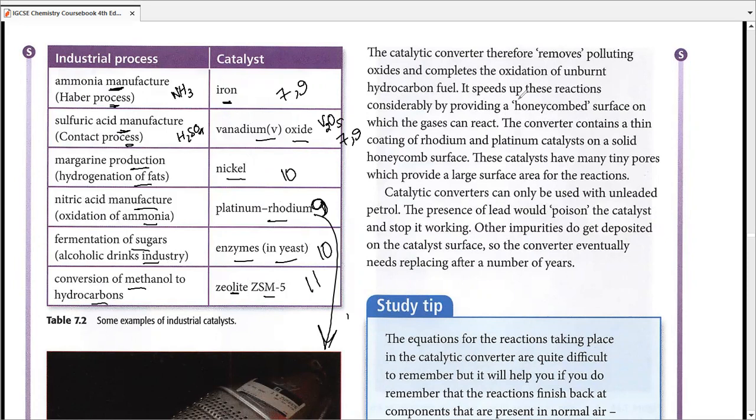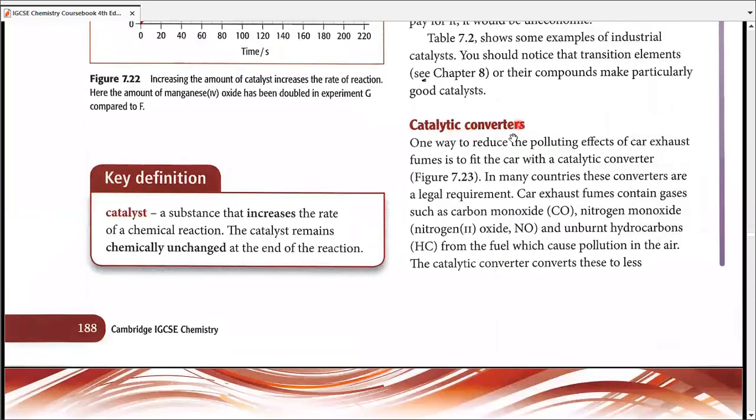For example, the diagram given below actually discusses the catalytic converters that we put in cars. Now, it's a very common thing in cars. Any or every car that has a catalytic converter would have it written on the rear or the front windshield. Now, what does a catalytic converter do? It is actually fitted into the car exhaust system.